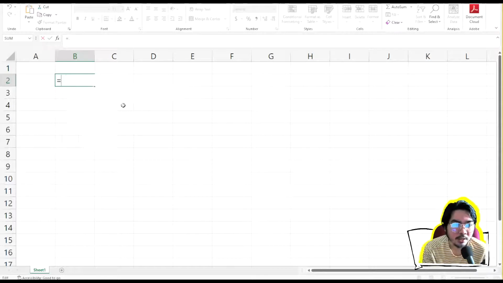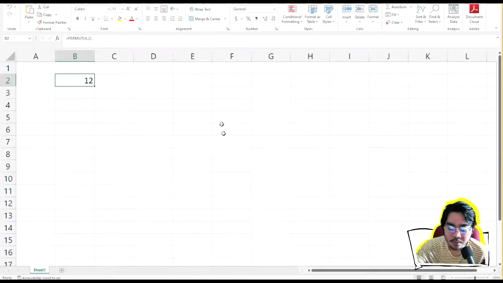Anyway, let's do permute. The number of objects is 4. Tapos we take it 2 at a time, no? So itong number chosen na to is just how many times we take the number of objects, no? Okay? So that's 4 taken 2 at a time, and it should give us 12, no? Same as dun sa lumabas kanina sa natin equation. So okay tayo dyan.